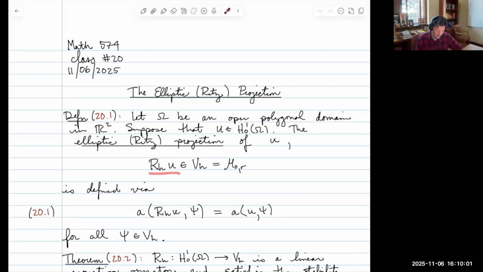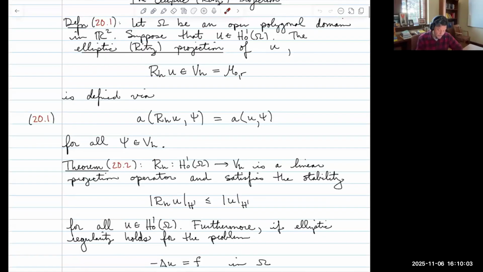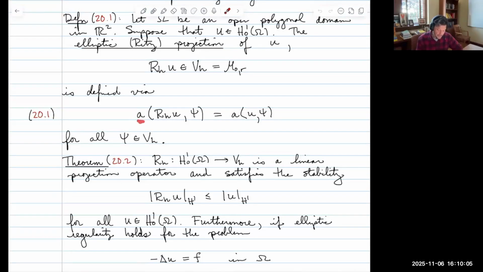This object is defined in the following way. This is our standard energy bilinear form, and we demand that the bilinear form of R_h u against test function psi is equal to the bilinear form of u against psi, for all psi in V_h. This is how we define this object called R_h u.